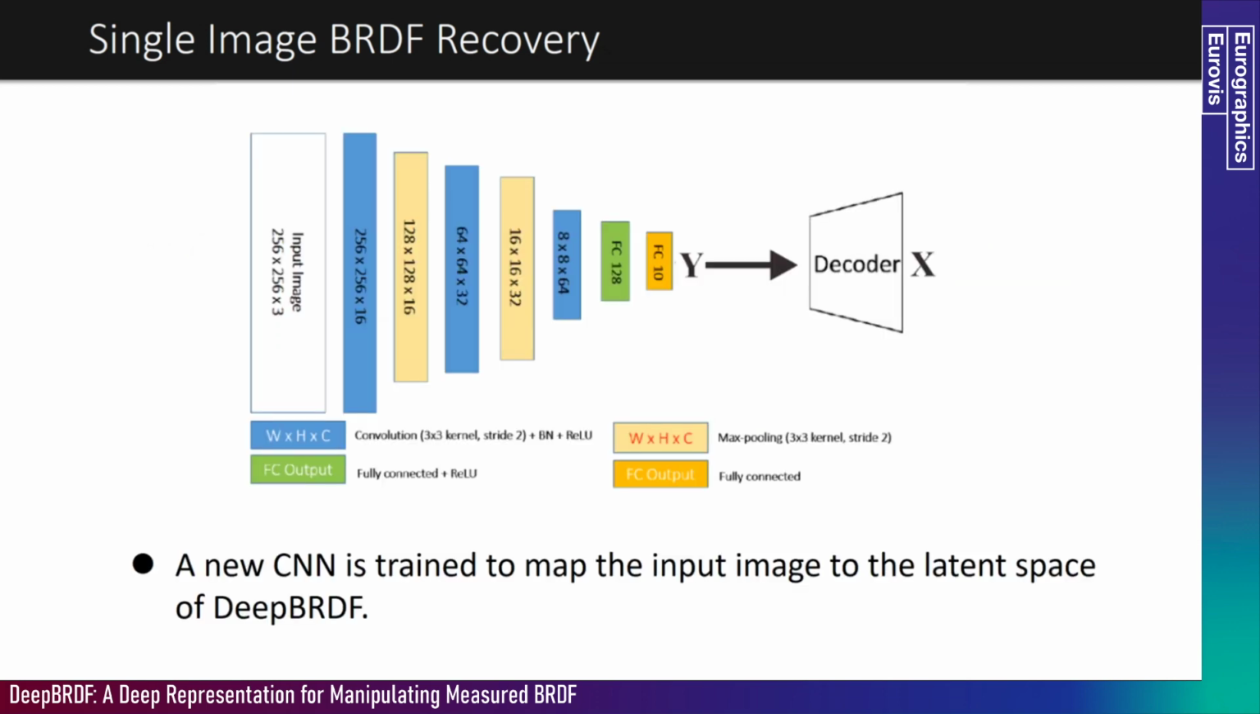The way is that we train another CNN which learns to map an input image to the latent space of this autoencoder. This CNN takes as input a 256 by 256 color image, which is then passed through a series of 3 convolutional layers, 2 max pooling layers and 2 fully connected layers. In training this network, L1 loss is used as the loss function. The training examples are synthesized by some virtual things.